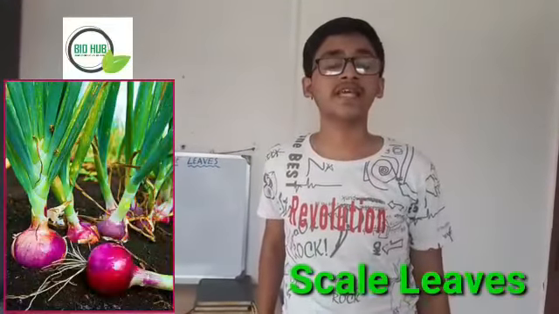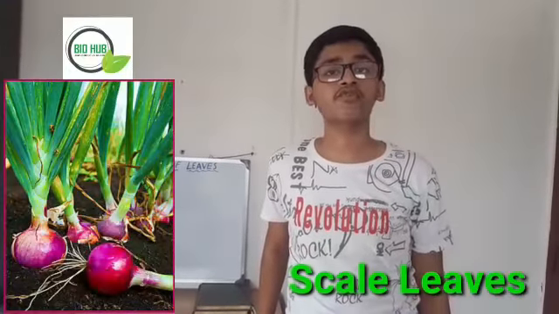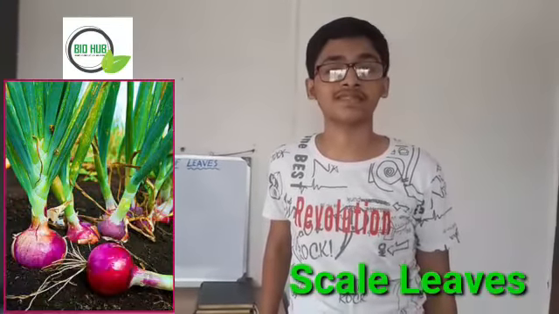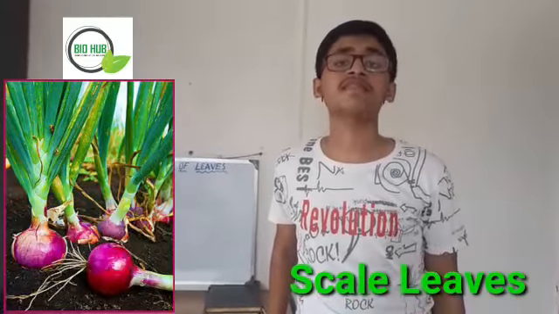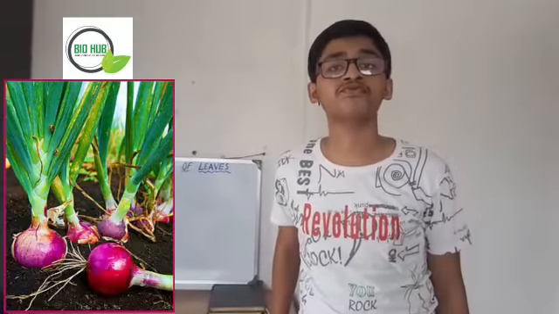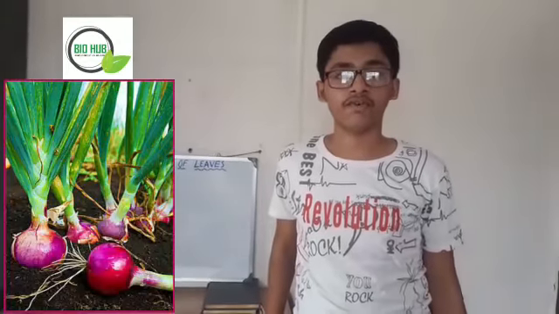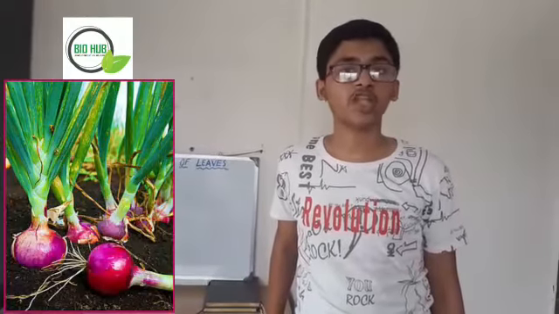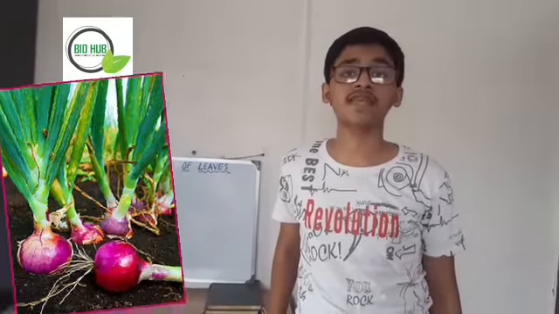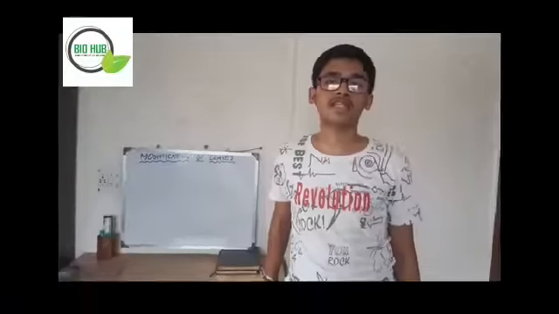In some plants, the leaves get modified into scale leaves. These scale leaves contain food and water, and they also protect the small buds. These scale leaves may be thin and dry, or thick and fleshy. You can see that in an onion plant. If you go to a farmland, you will see an onion plant having scale leaves. Those are very thick and fleshy and they are edible also.